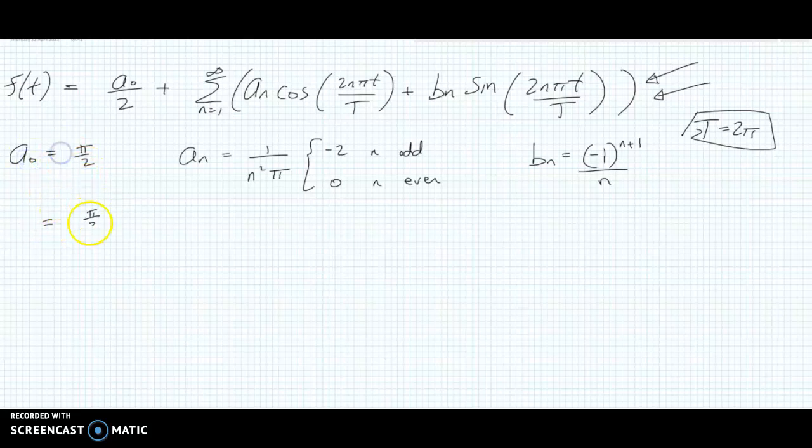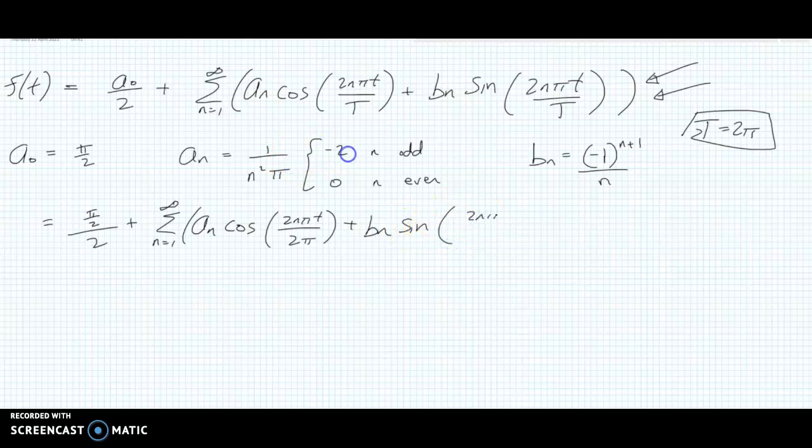We're going to have pi over 2 there, because that's A0, plus the sum from n equals 1 to infinity. We're going to keep an here for a second. We're going to tidy these up in a similar fashion. So 2n pi t over 2 pi here, plus bn sine 2n pi t over 2 pi. So you can see where this is going from earlier. Pi over 2 divided by 2 is pi over 4.